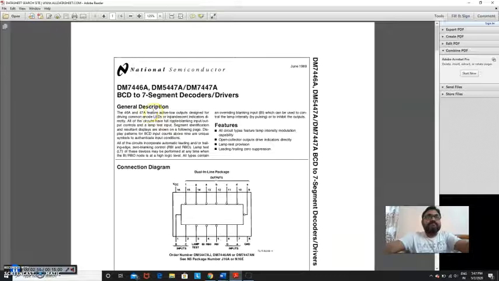Here you can see it features active low outputs. So what does active low output mean? All the outputs of this 7447 decoder are active low. So here you can see 0 means bubbles at the outputs A, B, C, D, E, F. It is designed for driving common anode type LEDs.